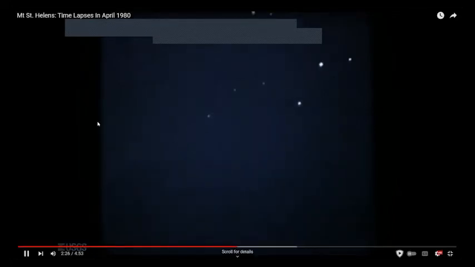Gotta love the red things. Time lapse still going. Love that time lapse. What do you think that is? Stars? Are those planets? Burning things flying in the air? Halfway through the video, so daytime again.